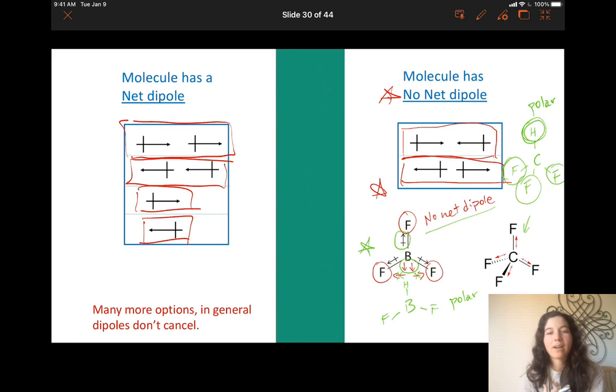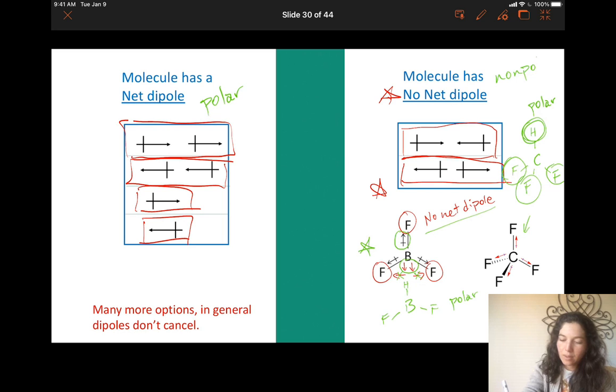You're going to do a lot of practice on this. But in general, if something has a net dipole, it's polar, and the dipoles don't cancel. If a molecule has no net dipole, then it is nonpolar. So these are nonpolar.